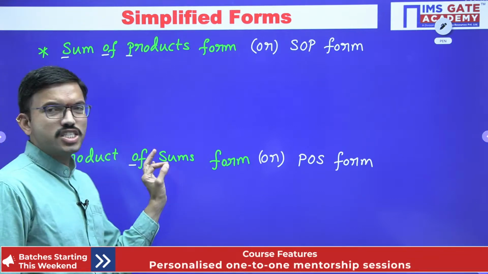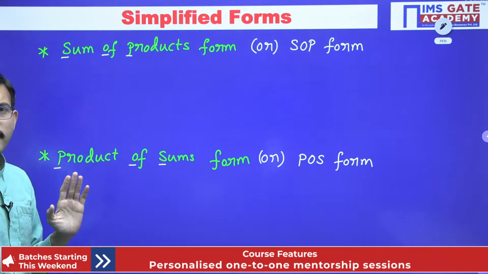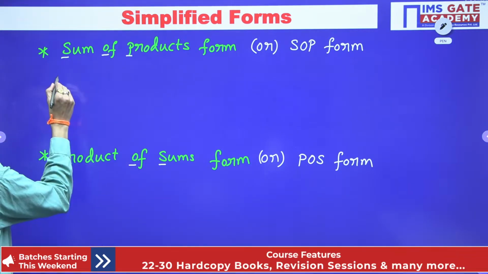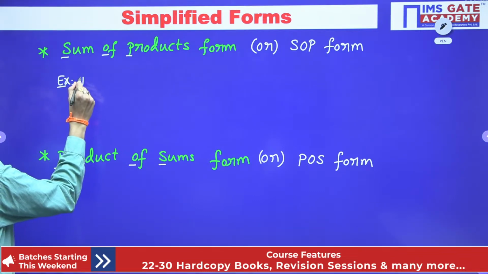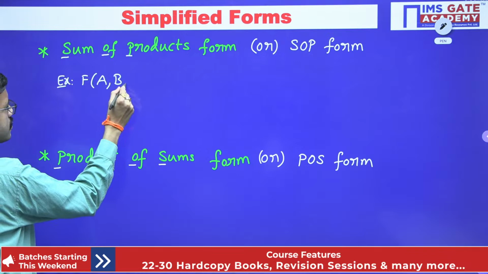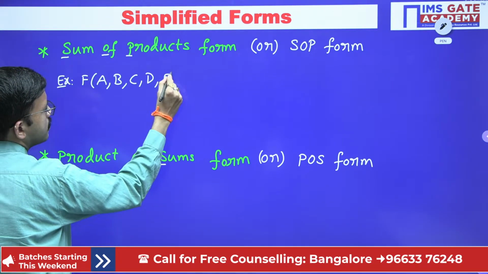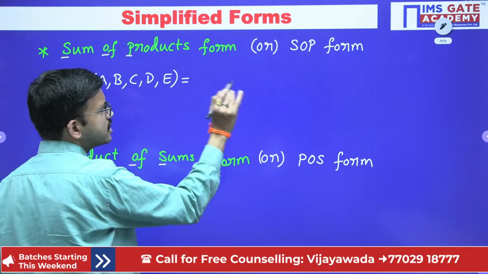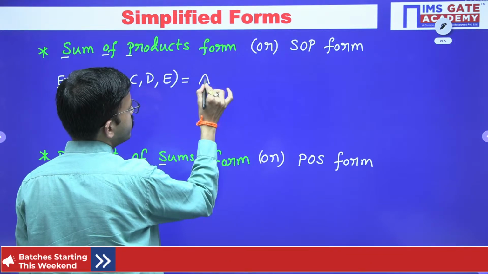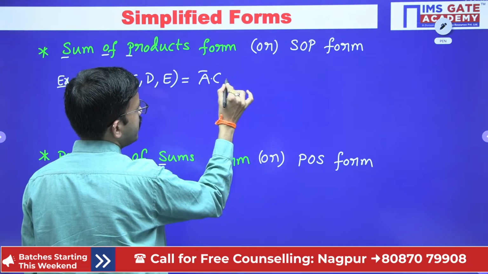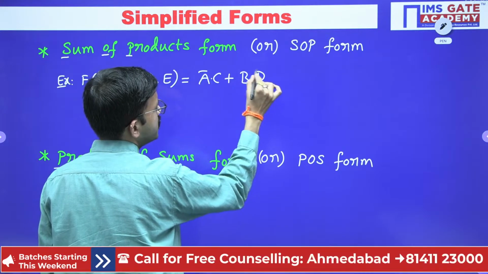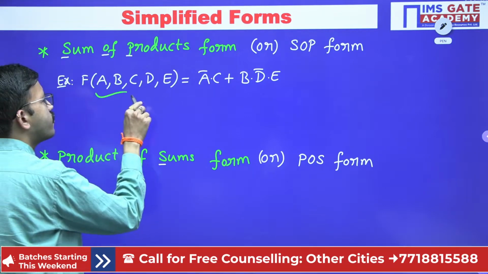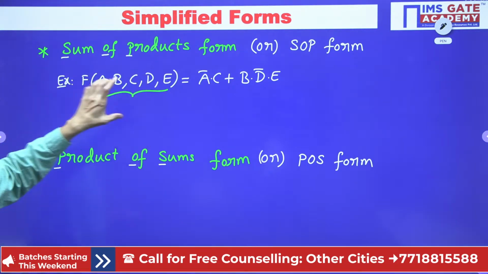From the truth table, initially you will get either sigma m form or pi capital M, but after doing the simplification, you will get either SOP or POS. Say for example, I am considering f is a function of 5 variables. After doing the simplification, just a random example, we got the expression a bar c plus b into d bar e. Observe that initially we have 5 variables.